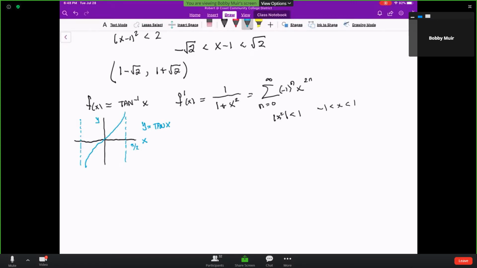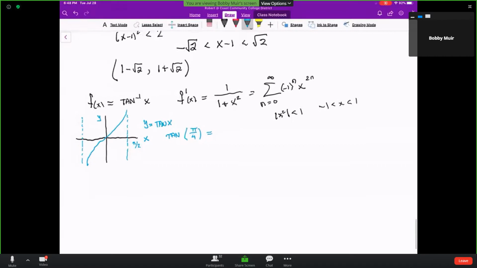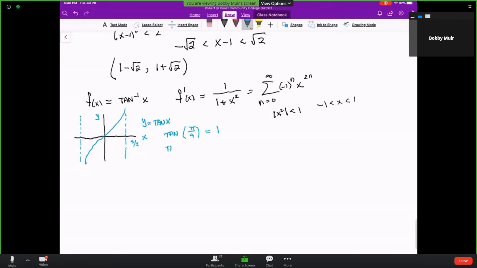Okay, so for tan inverse, what we do is plug an angle in for tangent, like pi over 4. Somebody answer this question without reaching for a calculator. What's the tangent of pi over 4? Do not reach for a calculator. 1. Okay, so the tan inverse of 1 is going to be pi over 4. So on this graph that I'm drawing here, what I'm obviously going to try to do is integrate this series to get back to the original.